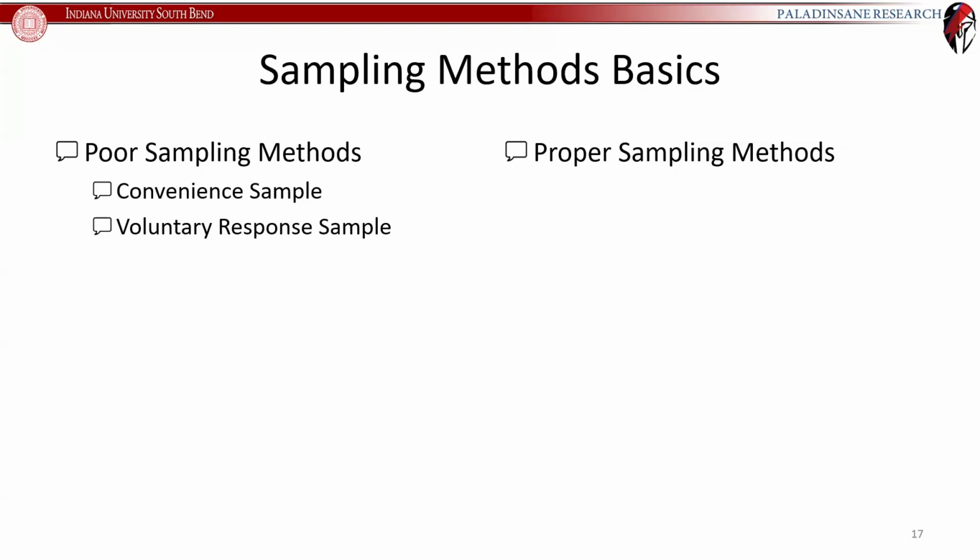All right, so what's the proper sampling method? The most basic principle to have a proper sample is having a random sample. What a random sample means is that your sample consists of individuals from the population that you are interested in, and they are selected for this sample using a completely chance process.